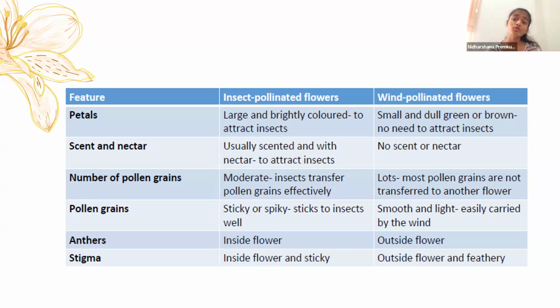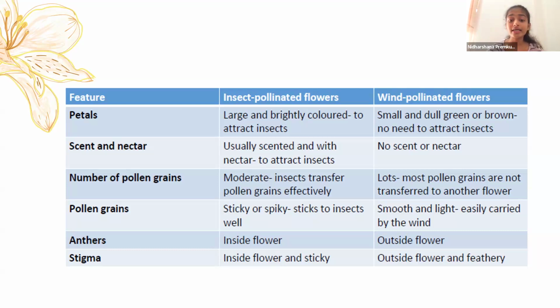But when it comes to wind-pollinated flowers, that's not the case. There are a lot of pollen grains because most pollen grains are not transferred to another flower. You can never guarantee that this number of pollen grains will actually be transferred to another flower. Therefore, pollen grains in a wind-pollinated flower are high in number because it's uncertain. That's the reason.